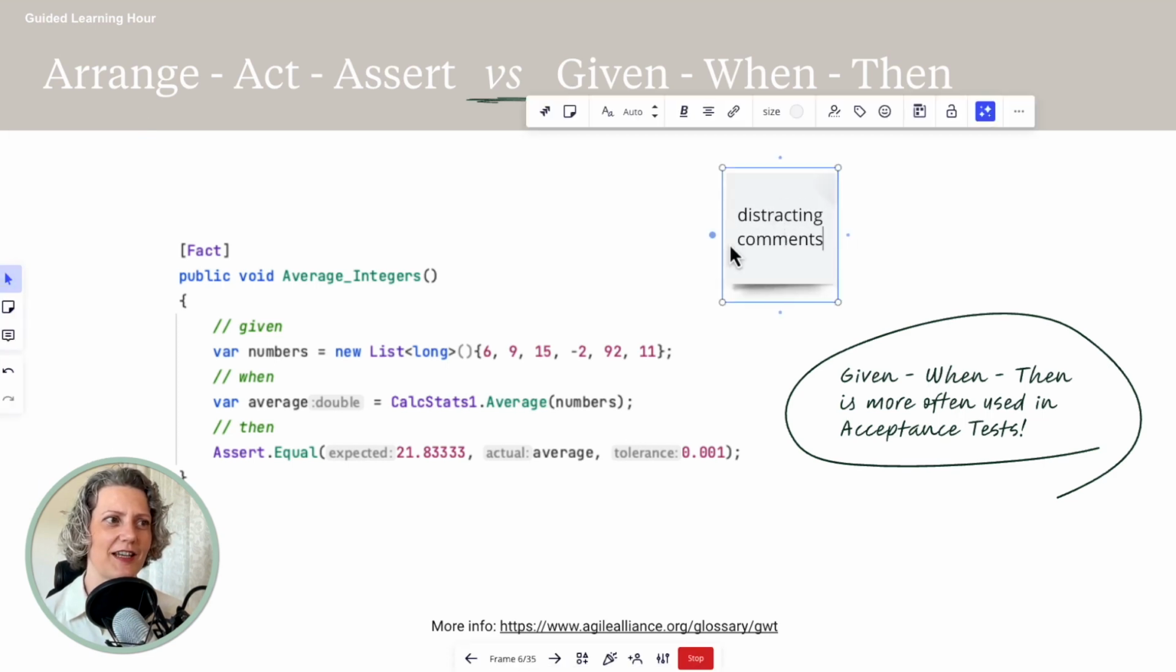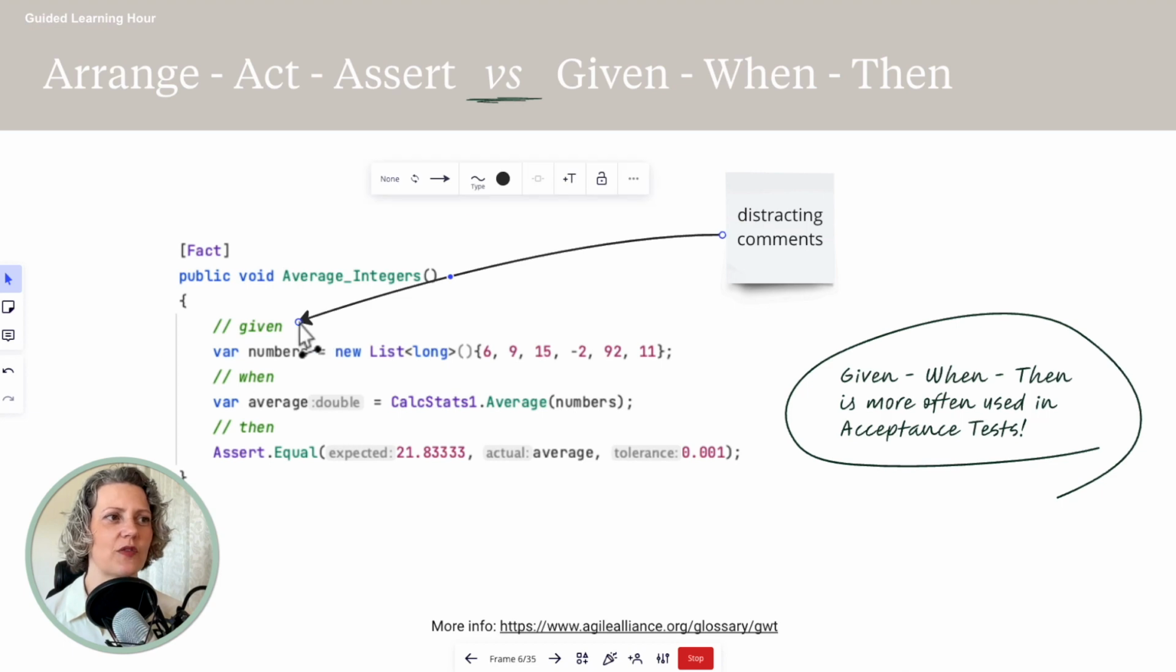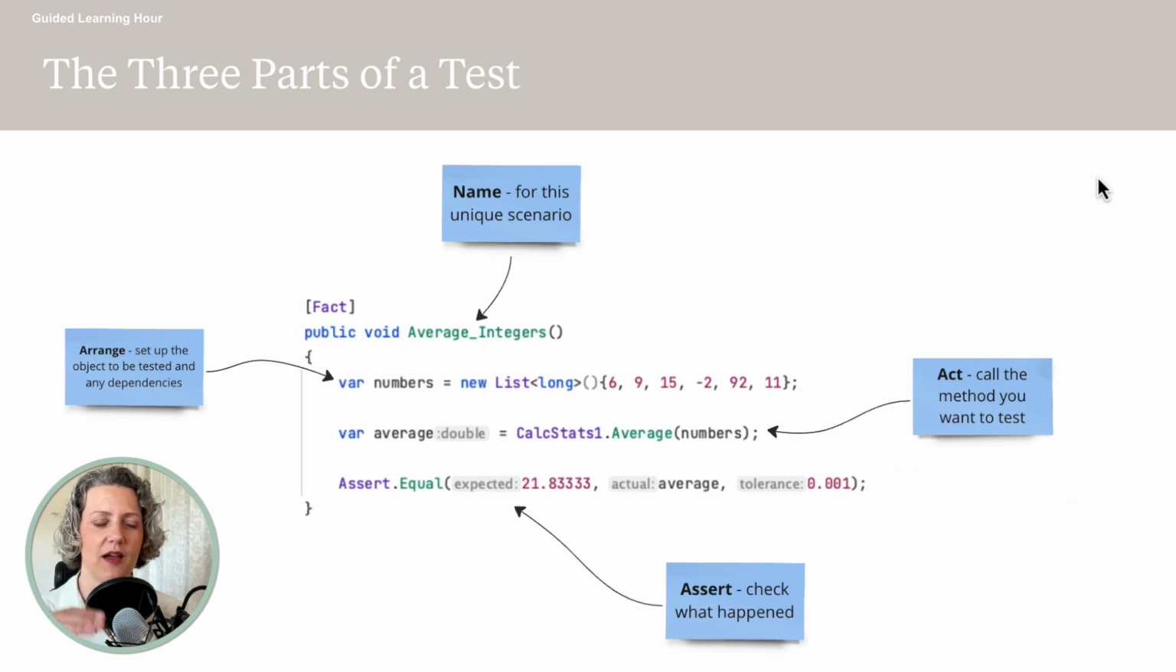And I think that's just kind of distracting. I think you're better off just having blank lines to delimit the three parts. Just like I did in this first example, I've just got a blank line each side of the act step. And that's enough to make it clear where the three parts of the test are.